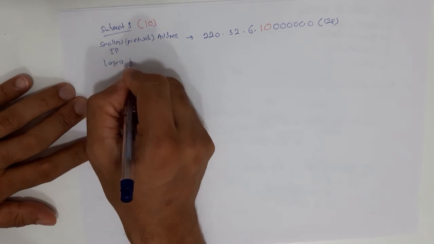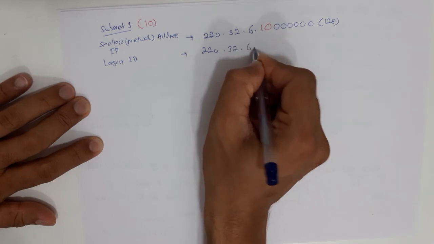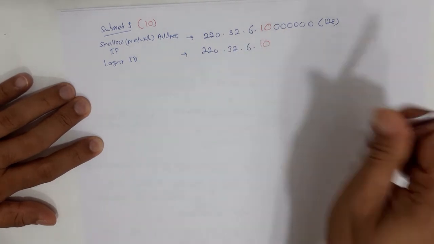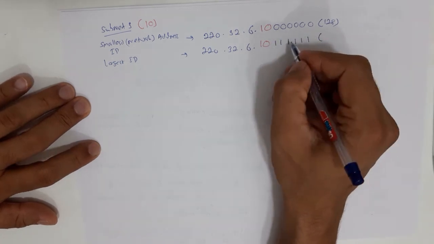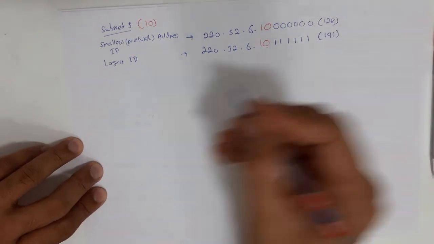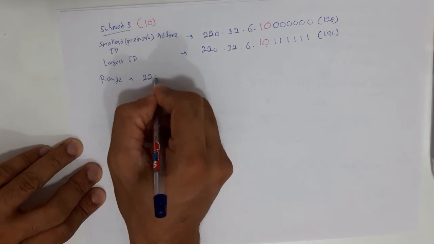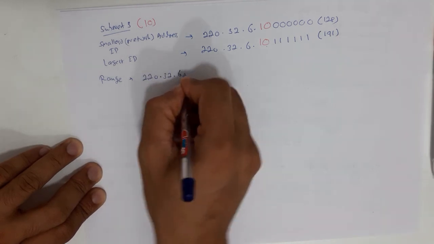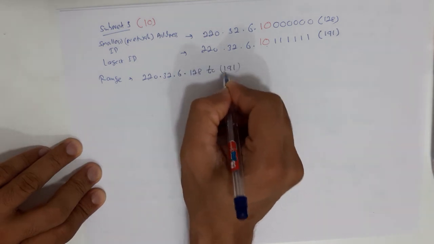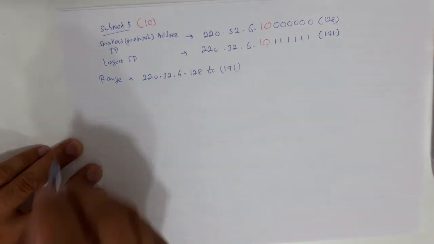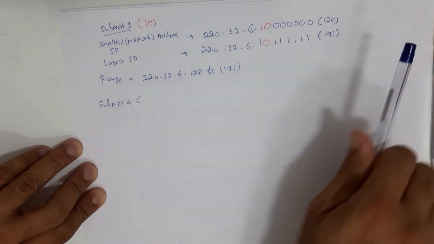Then the largest IP: 220, 32, 6. Subnetwork bits are 1, 0, then 1, 2, 3, 4, 5, 6. What is that? It goes to 191. And then we can have the range 220, 32, 6.128 to 191. I didn't write the first part. That's subnet 3.